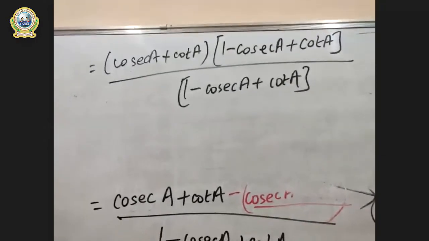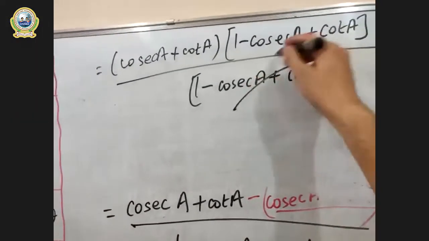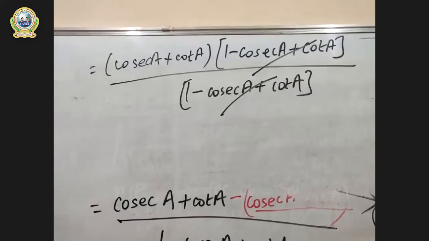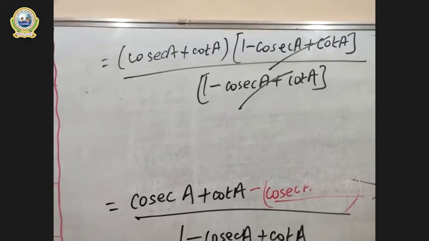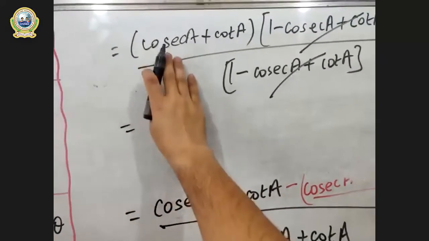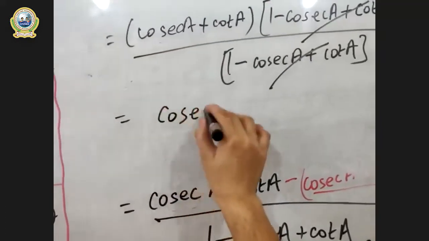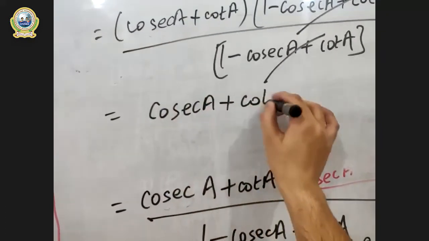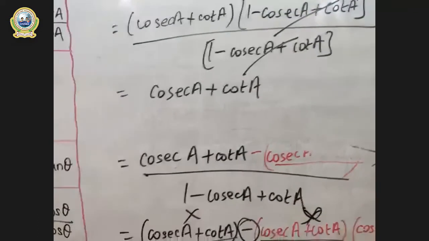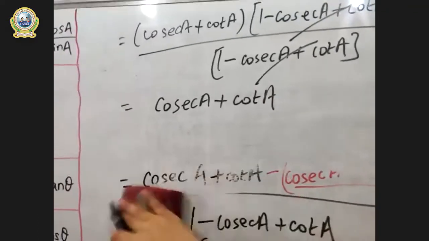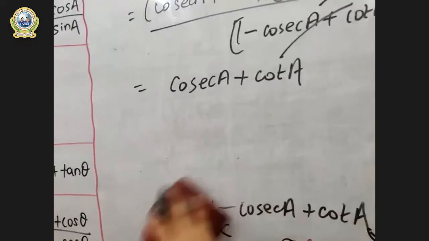And I think something is getting cancelled over here. These two can be cancelled, right? Because these two are exactly identical. So you can cancel these two. Now we have just this part left. Now we have cosec A plus cot A left. Is this clear? Now I think you have got the answer.